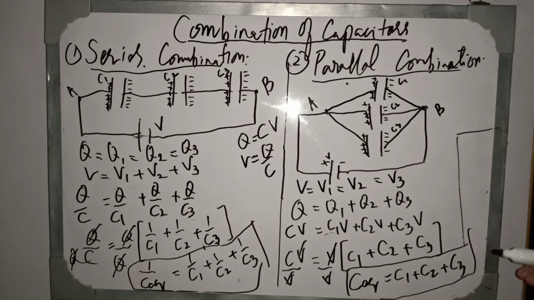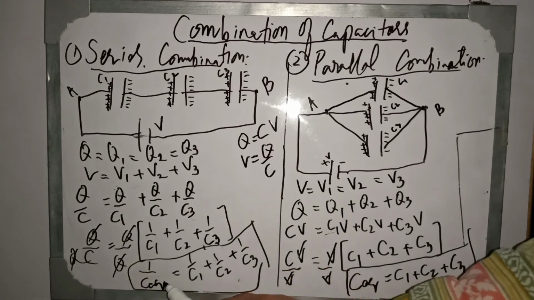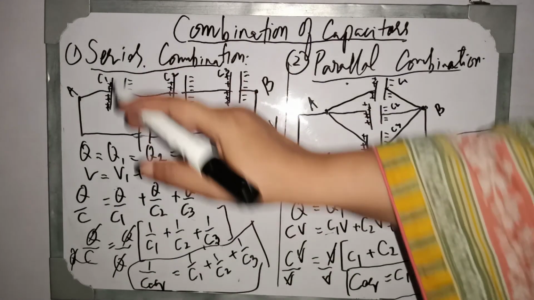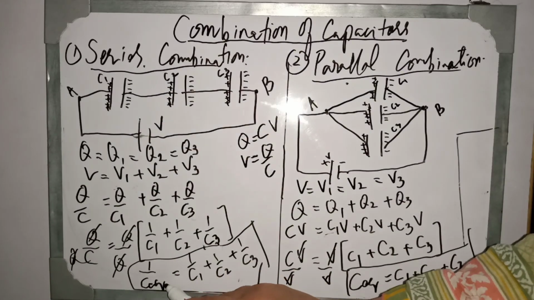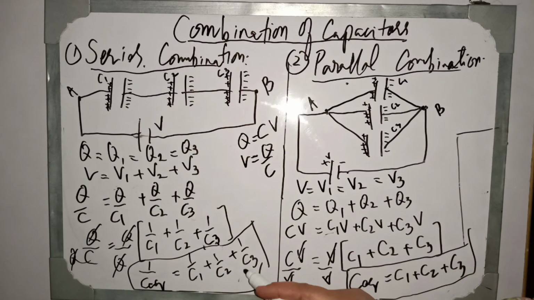Again I repeat this line. The equivalent capacitance in series combination is always less than individual capacitances, whereas in parallel combination equivalent capacitance is always larger than individual capacitances.